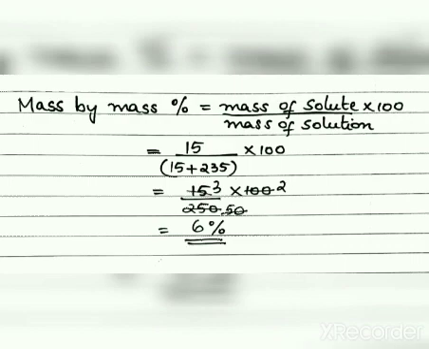But the mass of the solution is not given. It is the mass of solvent which is given in the question. And what is the mass of the solvent equal to? 235 gram. So how can you calculate or get the mass of the solution? Mass of solvent plus mass of solute. So 15 plus 235. So that gives you the mass of solution as equal to 250 gram. Now substitute in the formula. You will then get 15 by 250 into 100, which is equal to 6%.